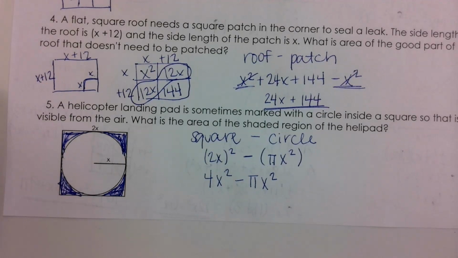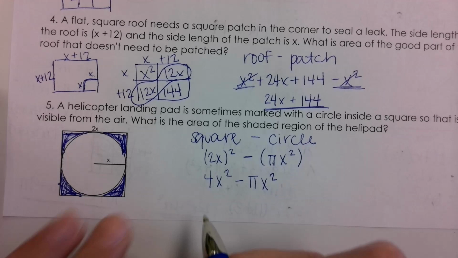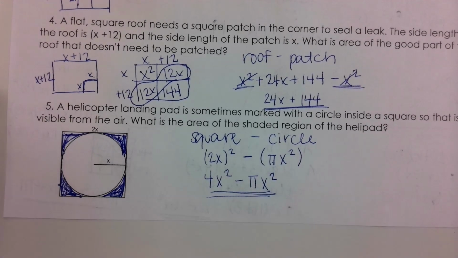Now technically those are like terms, right? Because they both got x squared on them. But if we combine those, you just have 4 minus pi x squared, which is not really written any easier. So are y'all okay if we just leave it like that? Yeah? Okay. So we'll leave it there, call that our final answer. Do you have questions on anything?